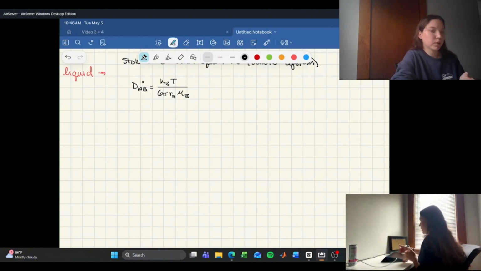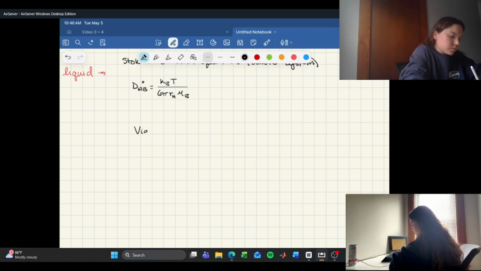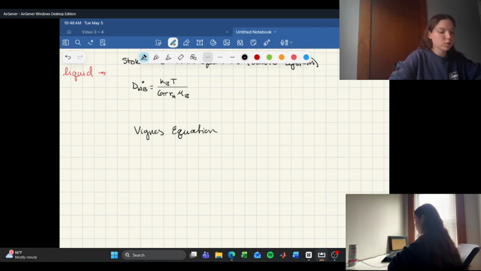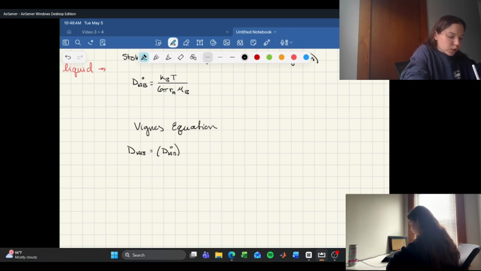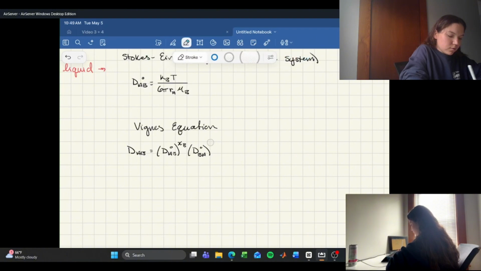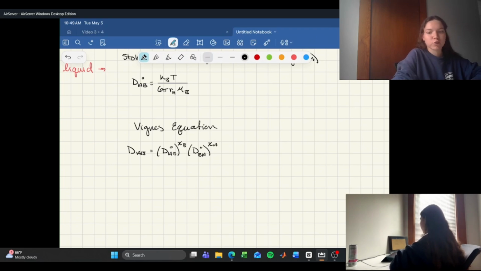So in that case, you can use the Vignes equation. This equation will give more of an estimate of the diffusion coefficient of A through B. It's going to be equal to the diffusion coefficient of A through B at infinite dilution raised to the mole fraction of B, and then times the diffusion coefficient of B through A at infinite dilution raised to the power of the mole fraction of A.